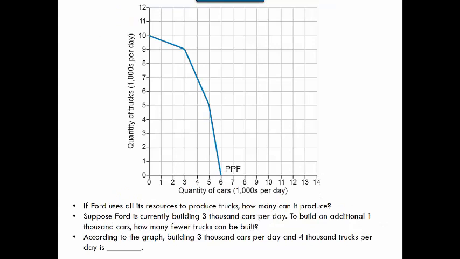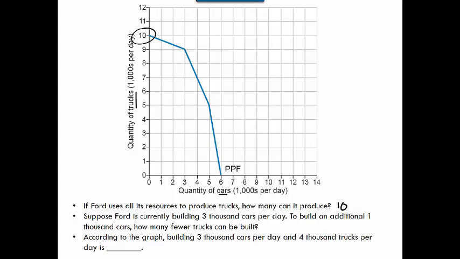And I'm going to do one more here. This is, I believe, in your homework. You might have a different version of this problem in your homework, but the process is the same. So the first question says, if Ford uses all its resources to produce trucks, how many can it produce? So here's cars and here's trucks. If we do 0 cars and do nothing but trucks, we follow that all the way up and we go right here. So we could produce 10,000 trucks.